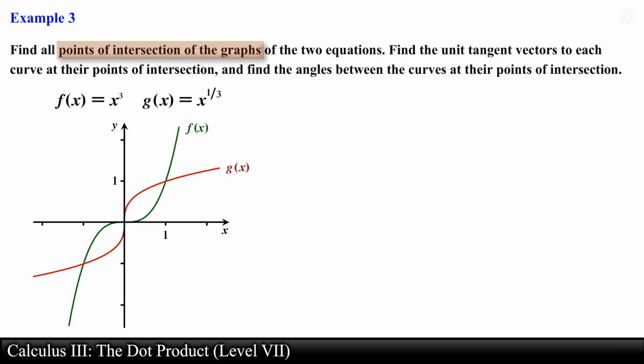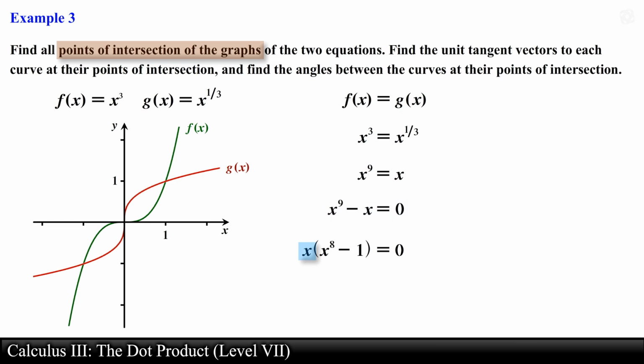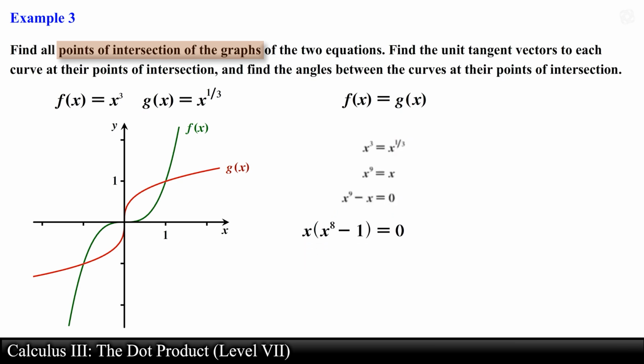In order to find the points of intersection between both curves, we need to set both functions equal to one another and solve for x. So we go ahead and set the functions equal to one another. Then we go ahead and cube both sides of the equation to get rid of the fractional power. From here, we set the equation equal to 0. Then we factor out x.